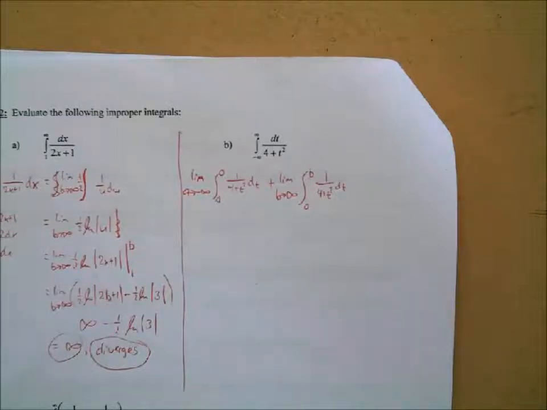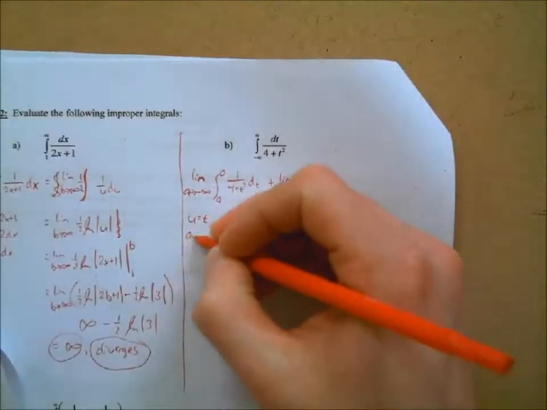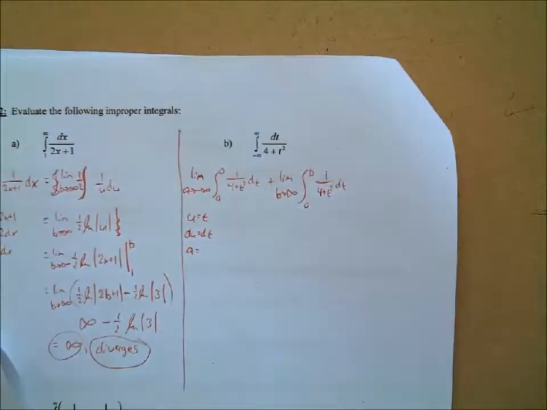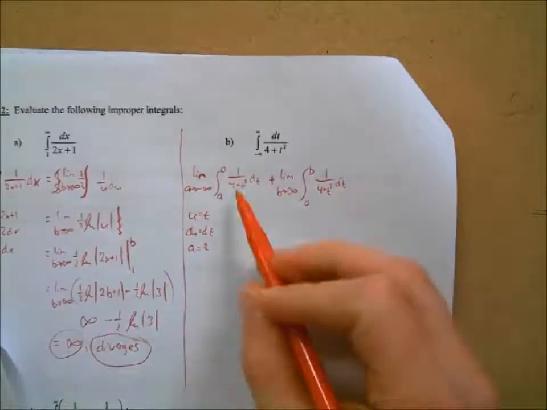So there's our setup, but thankfully this is a pretty easy thing to integrate, right? What is the integral of 1 over 4 plus t squared going to be? It's going to be an arctangent, right? Now we have to be a little bit careful here. Our u is t, our du thankfully is just dt, so we don't have to do any crazy u substitutions there. Our a is 2, because a squared is 4, so a is 2.